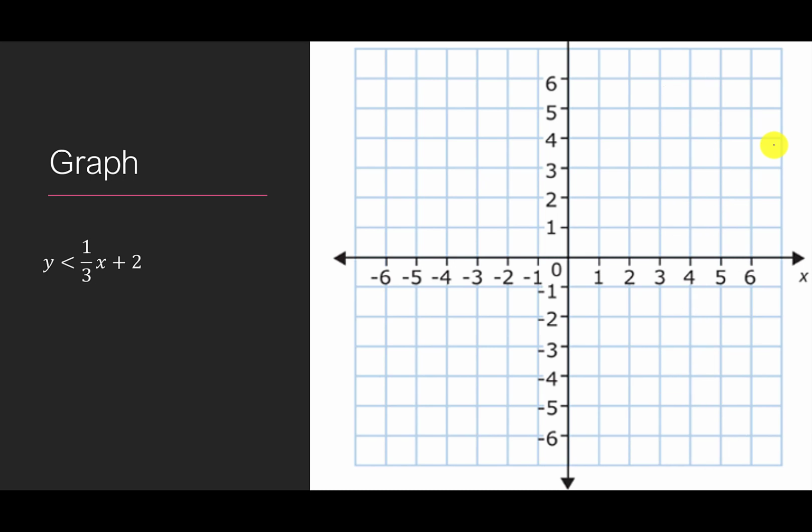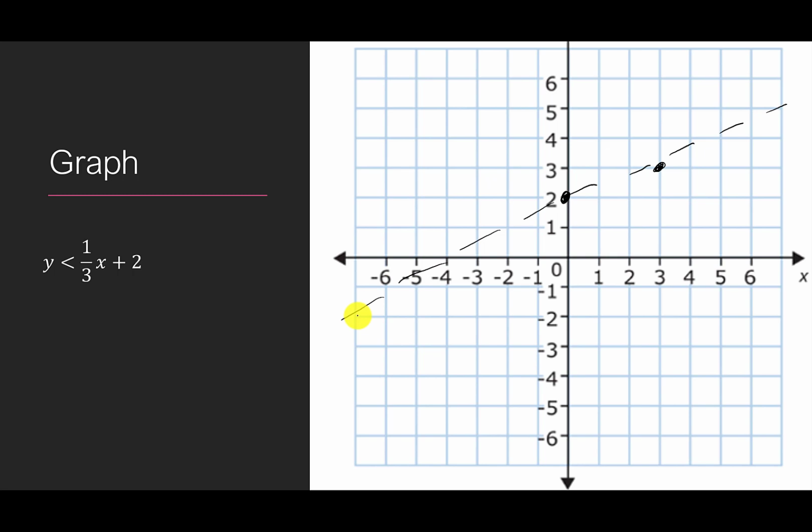Let's try y is less than 1/3 of x plus 2. So a line, it has an intercept at 2, and that's a y-intercept, and a slope of 1/3. So I go up 1 over 1, 2, 3. Because it is strictly less than, I want to dash the line. So I don't want to include the points that are actually on the line.